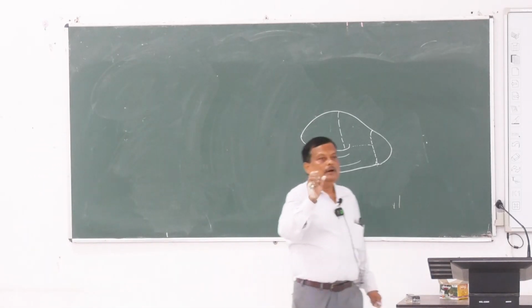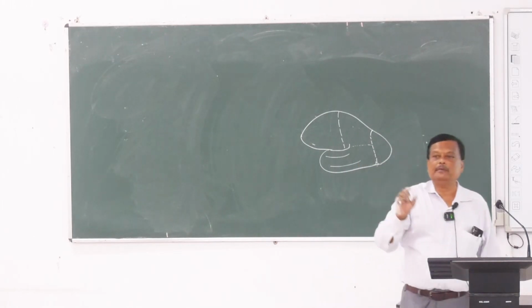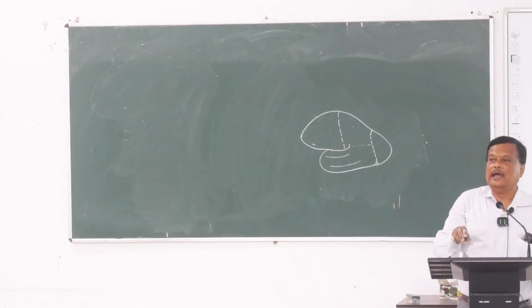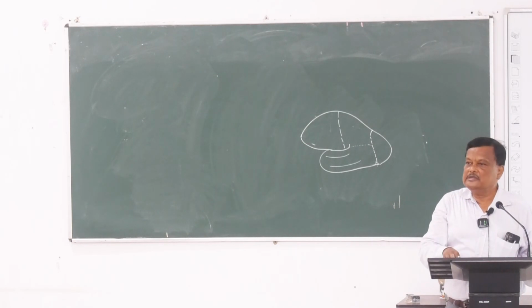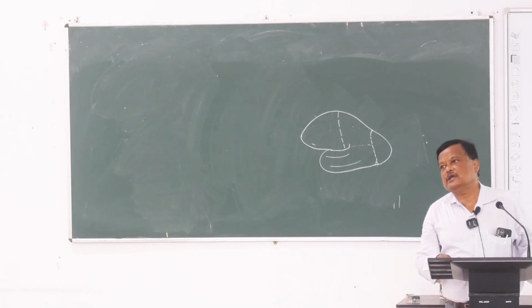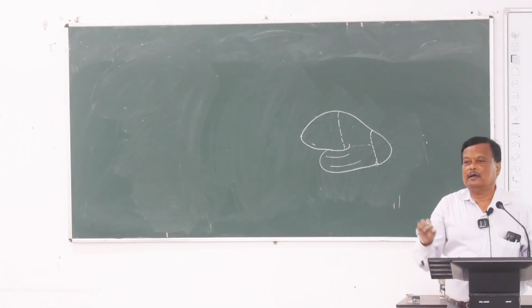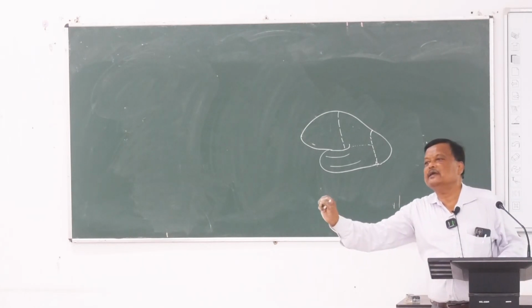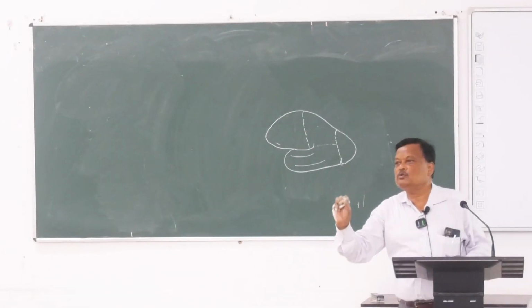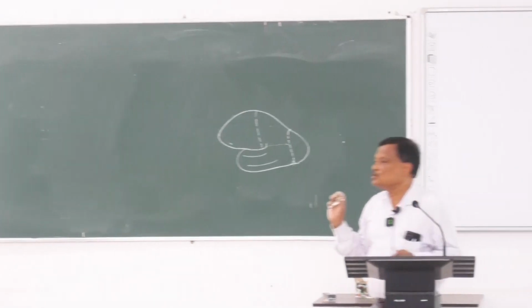The cerebrum of the brain is supplied by three main arteries: anterior cerebral artery, middle cerebral artery and posterior cerebral artery. Next para, the territory supplied by the anterior cerebral artery, territory supplied by the middle, like this.